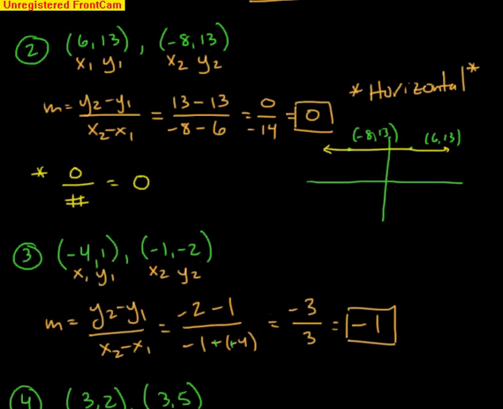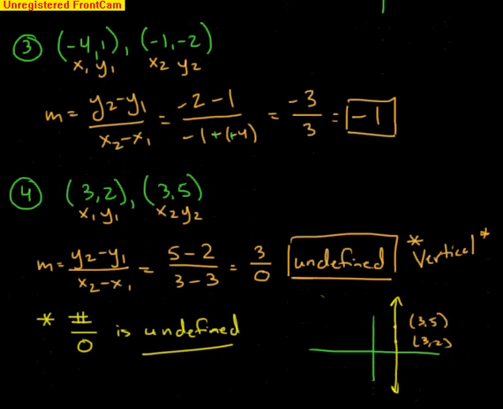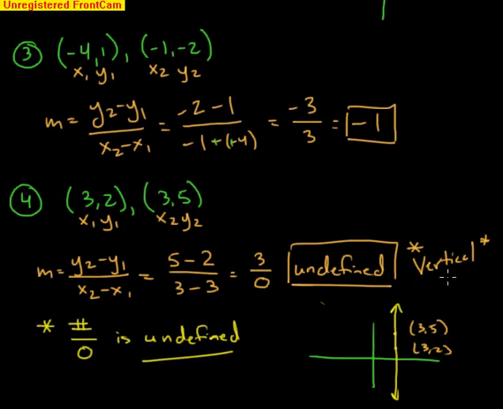All right. So we have 0 slope is a horizontal line. Undefined slope is a vertical line. Okay, so be aware of that as you go through the problems.